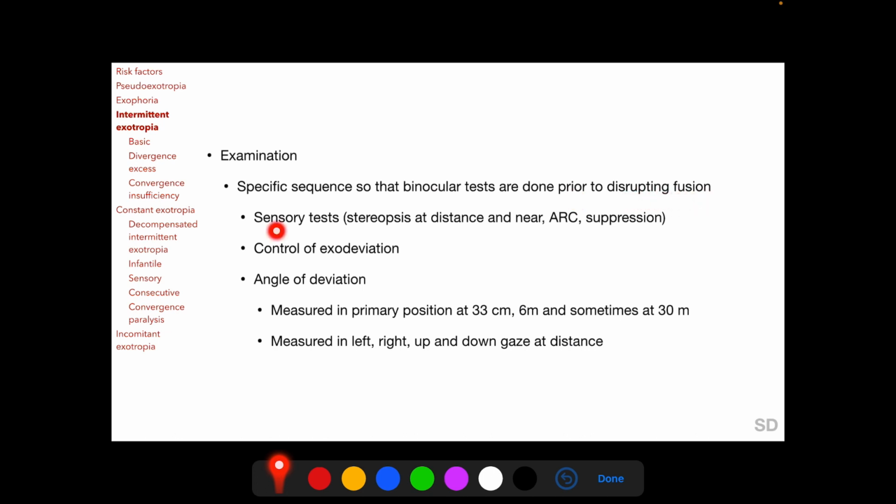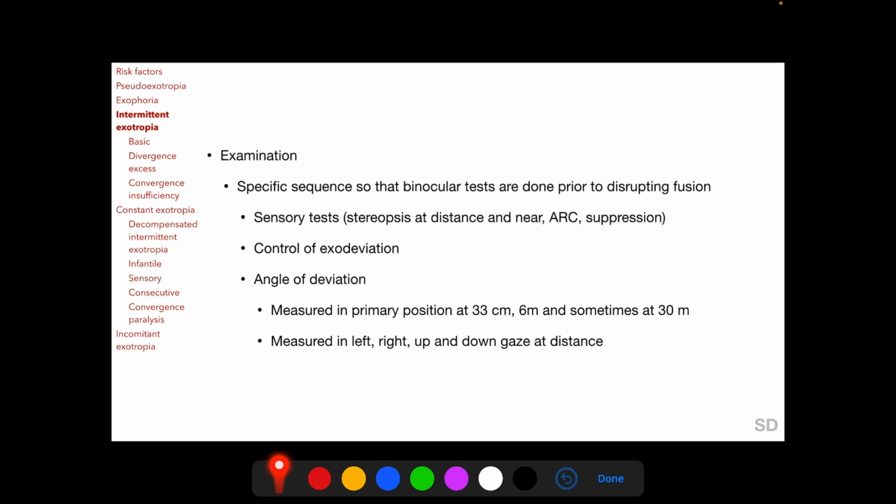There is a specific sequence of examinations so that the binocular tests are done prior to disrupting fusion. The binocular sensory tests are done to evaluate stereopsis at both distance and near, and detecting anomalous retinal correspondence and suppression. Control of the exodeviation is then assessed as we have just discussed, and then the angle of deviation is measured first in the primary position for distance at 6 meters, for near at 33 centimeters, and sometimes further out in the distance at 30 meters.